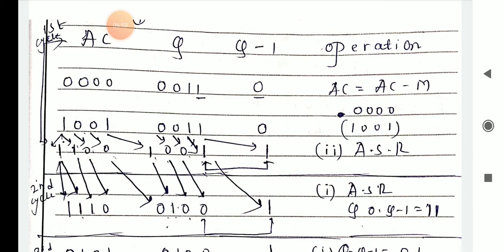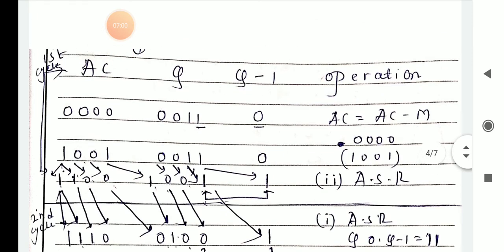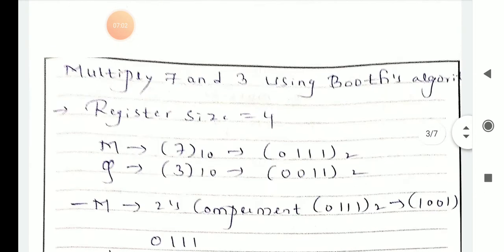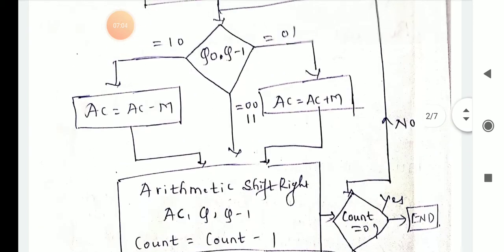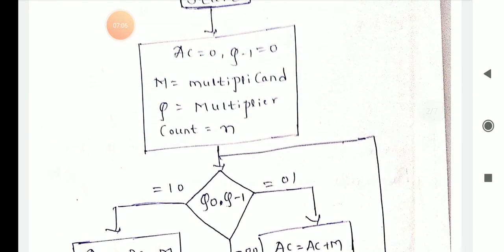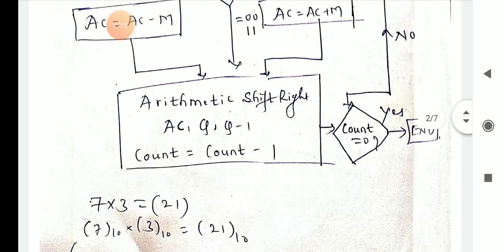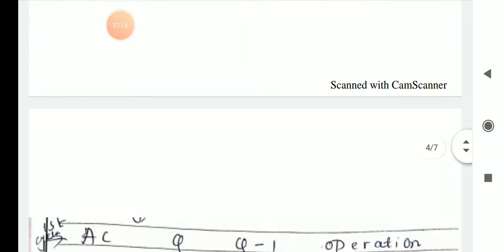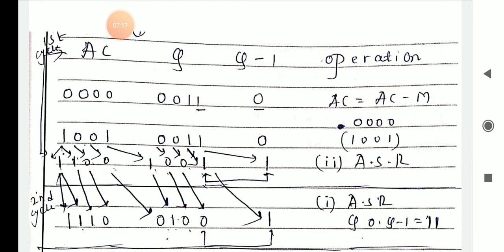So why am I going to write like this? Because in our flow chart the first step is what? Initialization. What is the initialization? AC, the accumulator, is equal to 0, q minus 1 is equal to 0. That's why I initialize that, and q is equal to the multiplier they have given. So AC is 0 0 0, q is 0 0 1 1, and q minus 1 you have to initialize to 0. Next step is what? You have to observe q and q minus 1. Okay, so q is 1 and q minus 1 is 0.